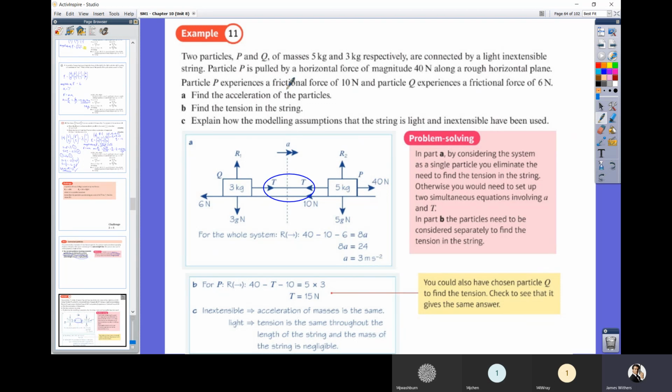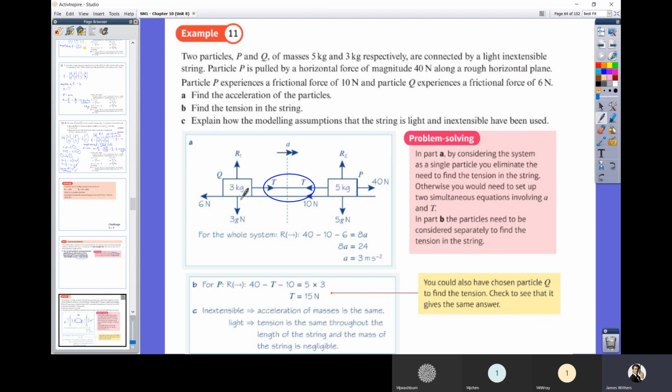And we're told that they both experience frictional forces. Now remember, friction always goes in the opposite direction to the motion. So we're going left to right over here. So there's the 10 friction on P going to the left. And there's the 6 friction on Q, also obviously going to the left because the motion is to the right. So that's putting all of the information into the question on the diagram.